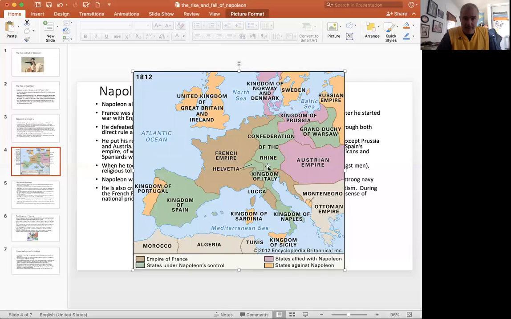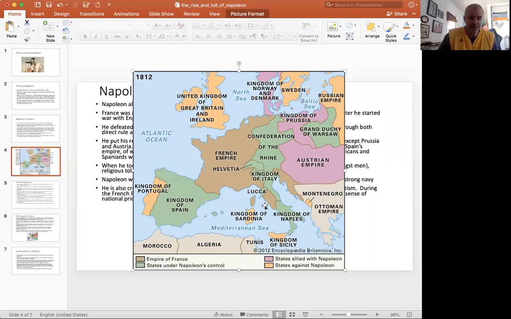He does fight the French in the Rhine Valley, and he wins. He fights this part of Italy that was controlled by the Austrians, and he wins. He extends his empire all the way down through Italy. Okay.